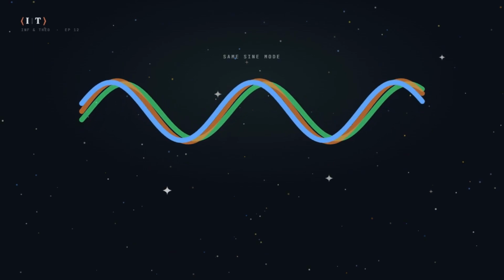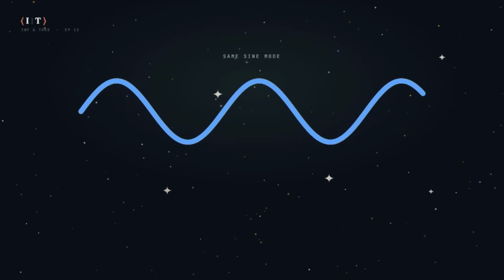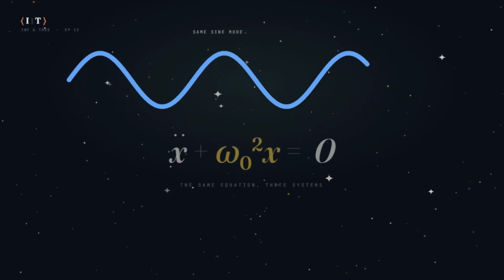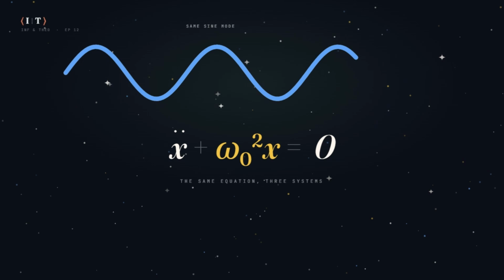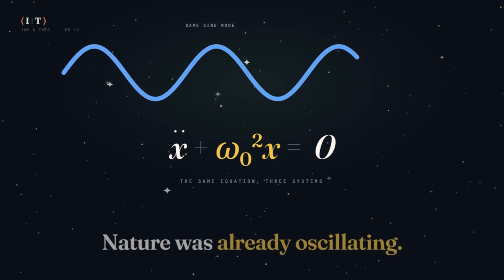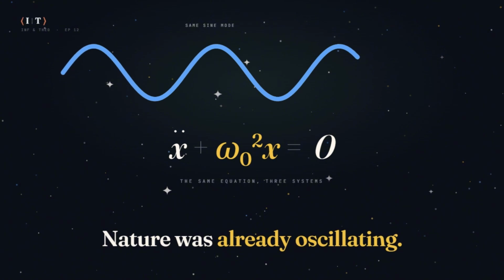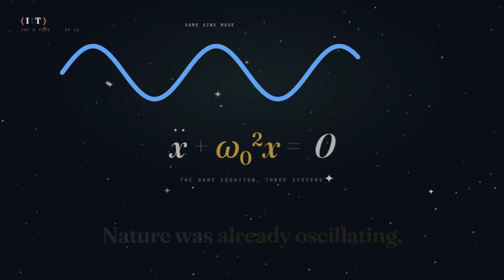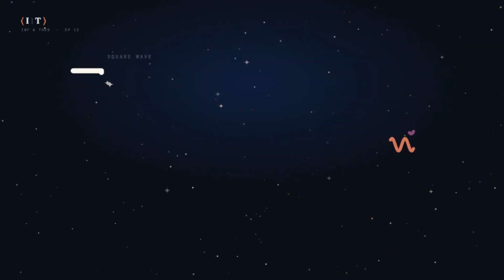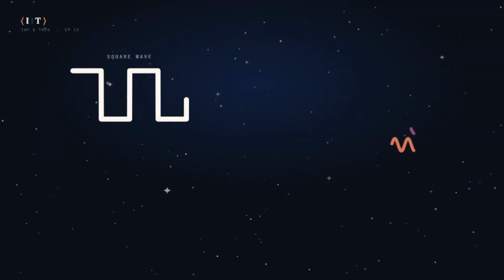Pull the weight down 1 centimeter and the spring pulls it back. Pull it 2 centimeters and the spring pulls twice as hard, still back toward the middle. That's what this equation says. And the minus sign is the back toward the middle part. Solve it and the motion you get is the sine wave.